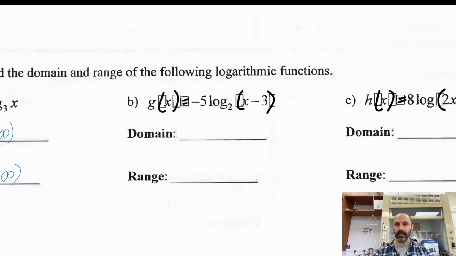In B, a is negative in this case, negative 5. So that means the whole thing is flipped, but the domain and range still stay the same because of that. However, notice that I have x minus 3 in the input of that function. And so what happens here is that there's a horizontal translation that does the opposite of what it looks like. And so the domain, this whole thing is going to be shifted to the right 3, again, it does the opposite of what it looks like. So the domain is 3 comma infinity, and the range is negative infinity to infinity.